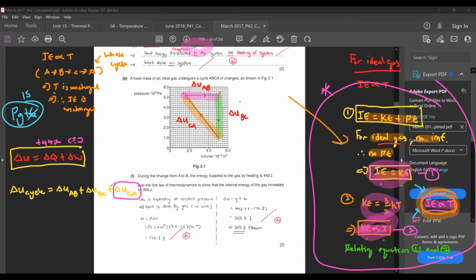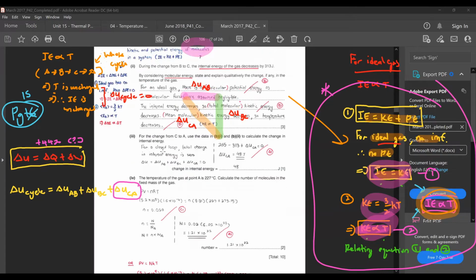Okay, so the internal energy is unchanged. This one will already tell us that delta U for the entire cycle is actually 0. Okay, so this one we know already. This one will be 0. But what about the change in internal energy of AB and change in internal energy of BC?